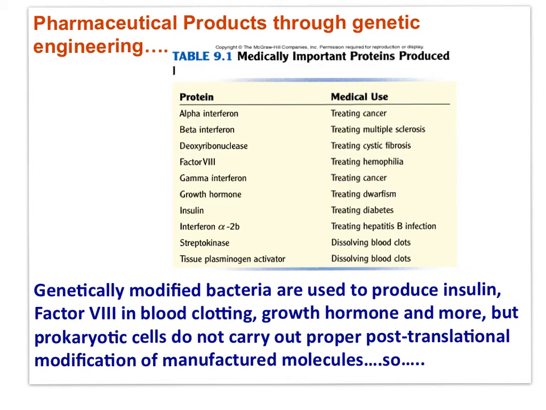Genetically modified bacteria are used to produce insulin, factor VIII, which is important in blood clotting, growth hormone, and more. But prokaryotic cells do not carry out proper post-translational modification of mRNA. So, eukaryotic organisms are now genetically modified to produce certain therapeutic proteins.